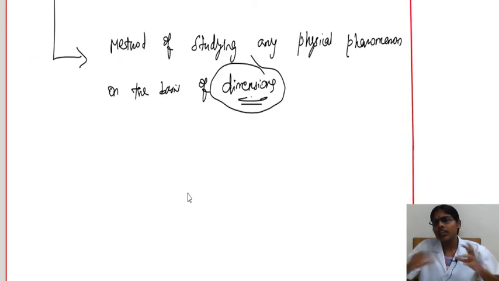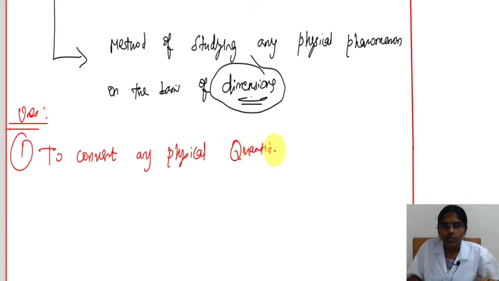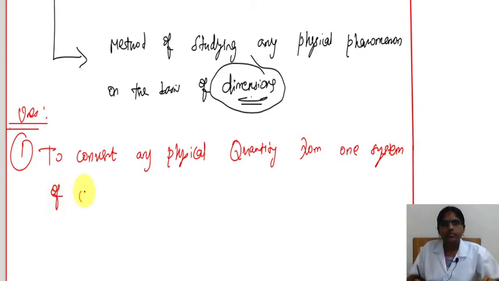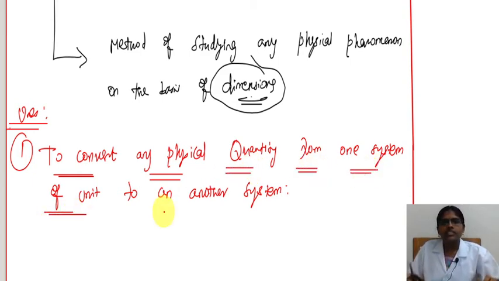So there are a few important uses, right? There are three main important uses based on dimensional analysis. Now let's discuss the uses one by one. The very first use or application of dimensional analysis is that it is used to convert any physical quantity from one system of unit to another system. So this is the first application of dimensions, right? Let me explain this in detail.